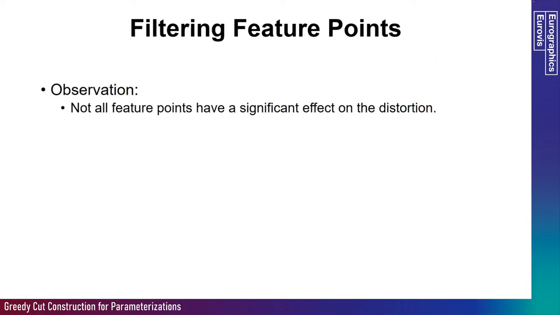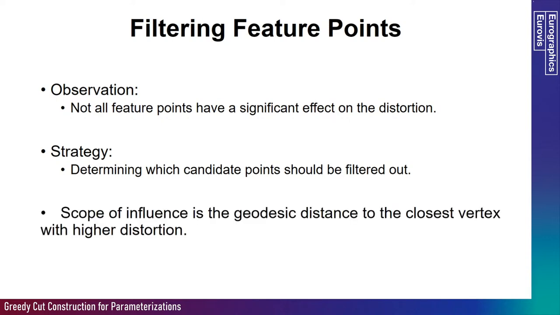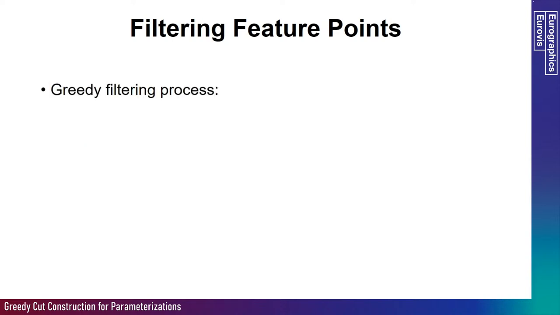We observe that not all feature points have a significant effect on the distortion. Therefore, we need to determine whether each candidate feature point should be filtered out based on its contribution to the distortion. To measure the contribution, we define the scope of influence for each candidate as the geodesic distance to the closest vertex with higher distortion. In other words, all vertices within the scope of influence have less distortion than the point. Based on this key observation, we design a greedy algorithm to judge each candidate point one by one.